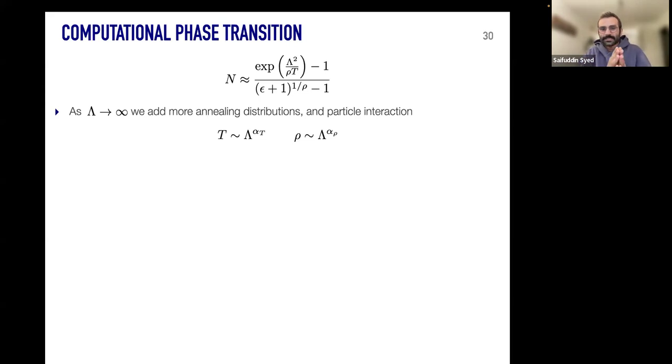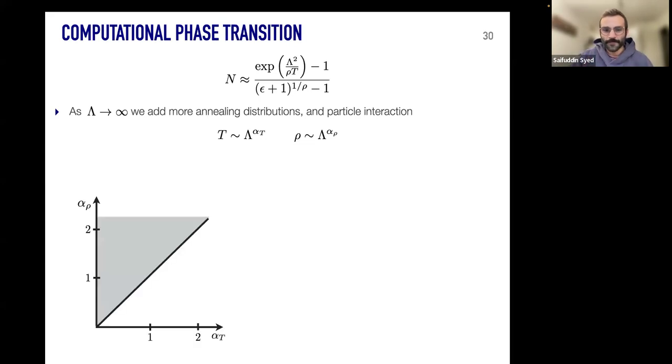And you can also imagine that as my reference and target get farther and farther away from each other, I'm going to need my particles to interact more and more often. Again, proportional to the difficulty of the problem. So if I assume now that the number of distributions scales like lambda to the alpha t, and the number of interactions scales like lambda to the alpha rho.